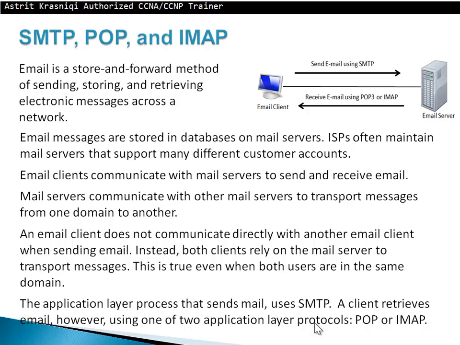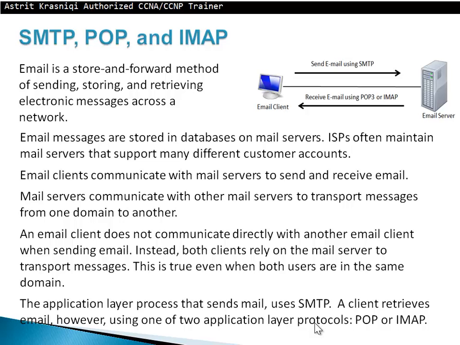SMTP, POP, and IMAP. Email is a store and forward method of sending, storing, and retrieving electronic messages across a network. Email messages are stored in a database on a mail server. ISPs often maintain mail servers that support many different customer accounts. Email clients communicate with the mail server to send and receive emails. Mail servers communicate with other mail servers to transport messages from one domain to another. An email client does not communicate directly with another email client when sending email. Instead, both clients rely on the server to transport the messages. This is true even if both users are in the same domain.